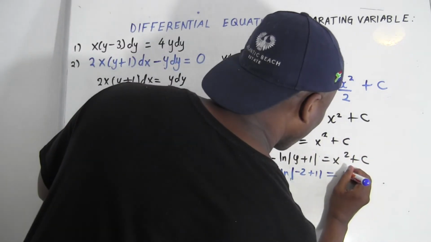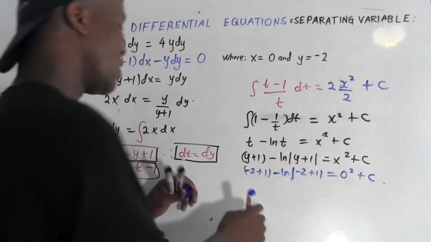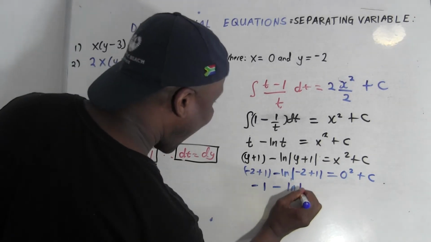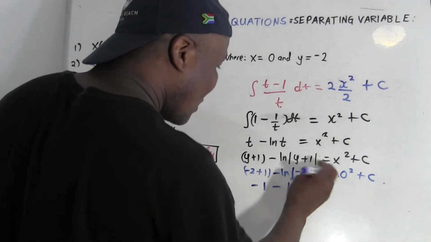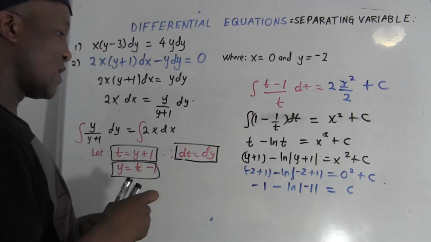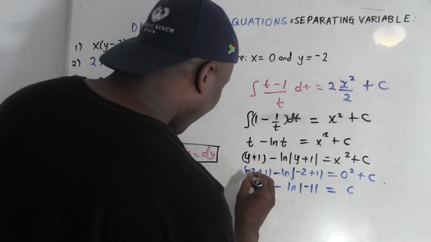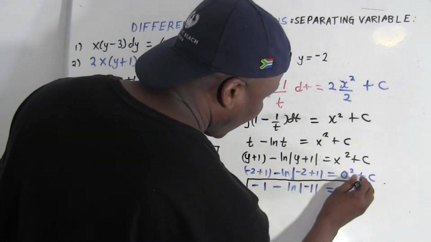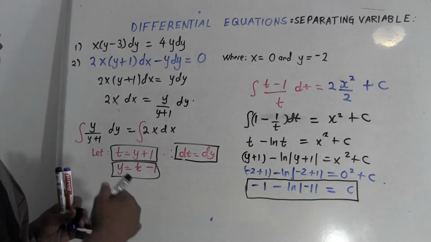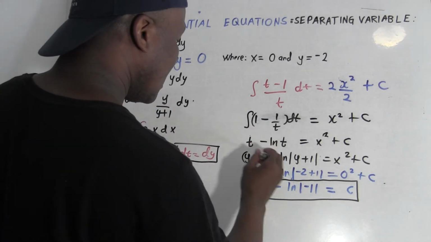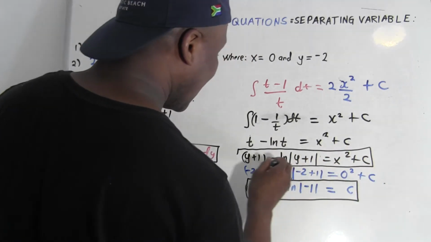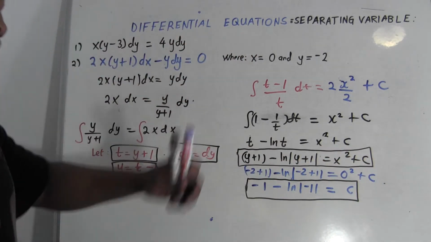x equals 0, so it's going to be 0 squared plus c. So now, negative 2 plus 1 equals negative 1. Negative 1 minus ln of the absolute value of negative 2 plus 1, which is negative 1, equals c. So we know the value of c. All these we're going to substitute into the main equation, because we didn't have a c.